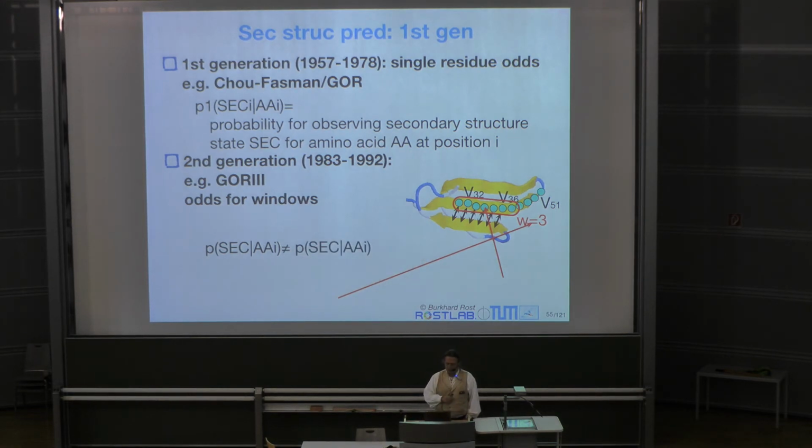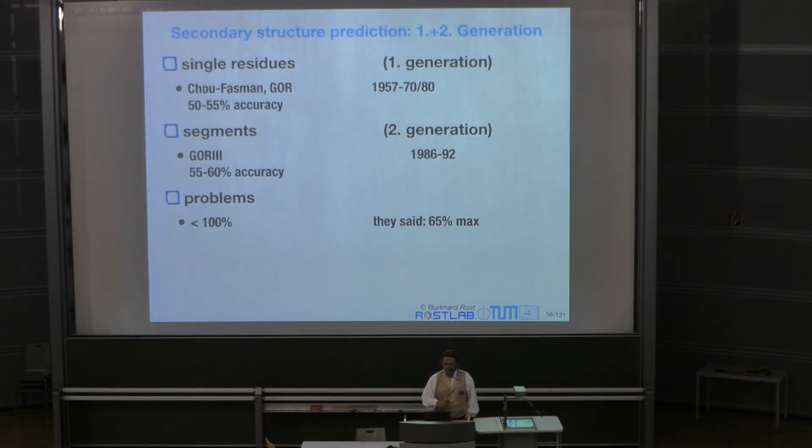Okay, so how well does it do? It reaches levels of sort of 55 to 60% accuracy. The problem with those methods is that, in fact, it's not 100%. And the argument that was around at the time was, well, 100% we cannot reach because we use only local structures, and only 65% of the secondary structure is defined by local stretches.